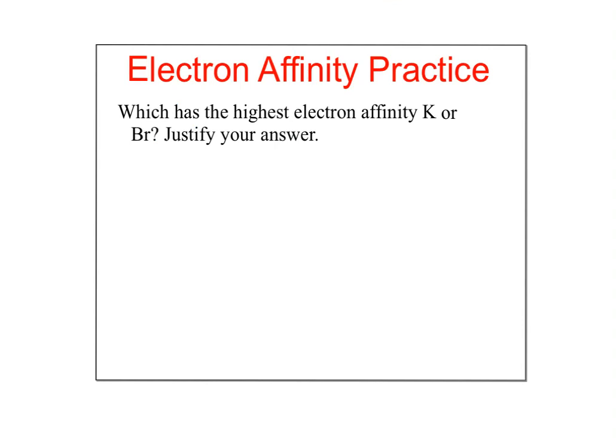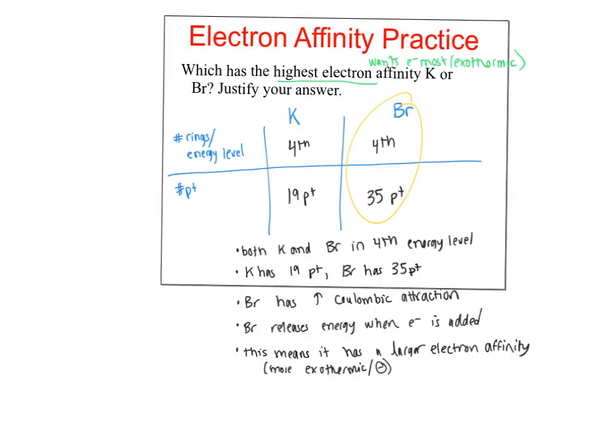All right, last problem. This will be the moment of truth. Can you get this one correct? Pause the video and then check your answer. All right, hopefully you got bromine as having the higher electron affinity, and you can skim through my justification. Those black bullet points are what we'll be looking for when we say justify your answer.